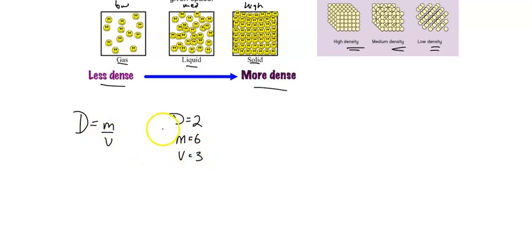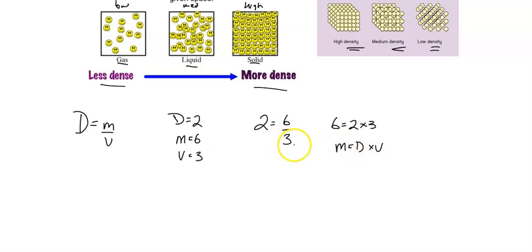Now, if we took a look at those numbers and substituted them in, we get the statement 2 is equal to 6 divided by 3. But let's say if I wanted the mass using 2, 6, and 3, how would I figure out 6? Well, if you said 6 is equal to 2 times 3, you're correct, which is the same as saying mass is equal to density multiplied by the volume.